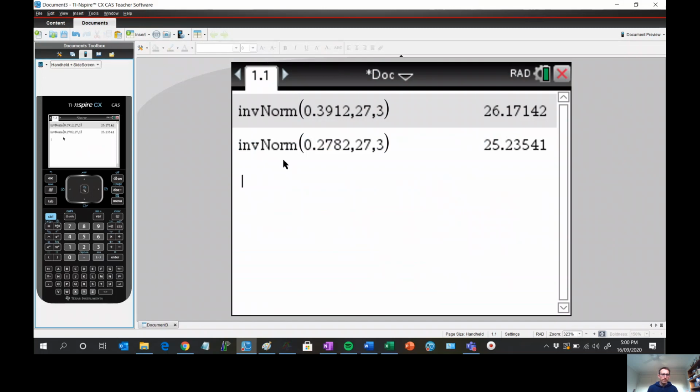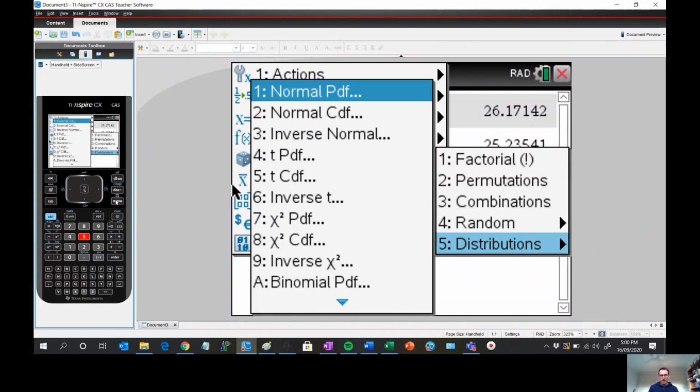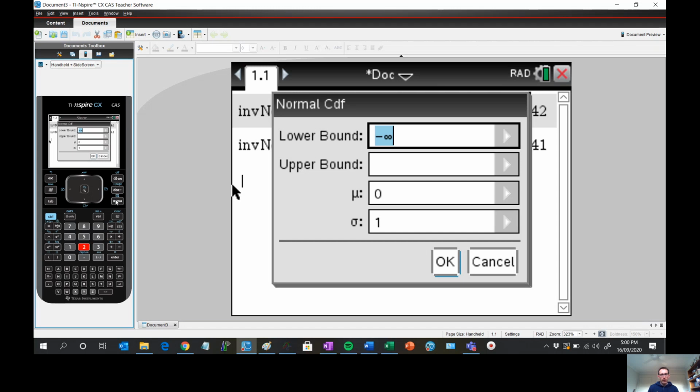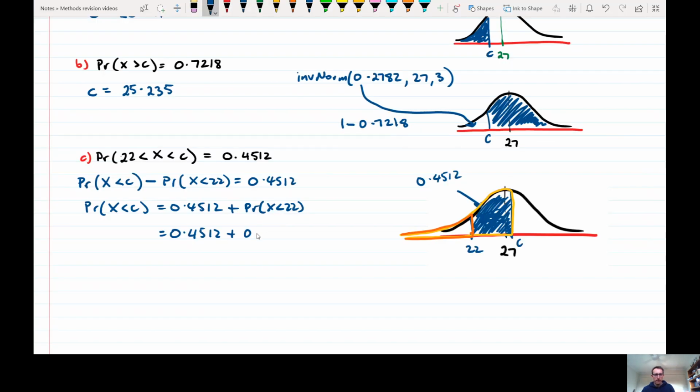Remember our norm CDF, so that was menu 5, 5, 2. The lower value is going to be negative infinity. The upper value was 22. That's the value we're going up to. 27 and 3. And that gives you 0.04779. So let's add those two together.